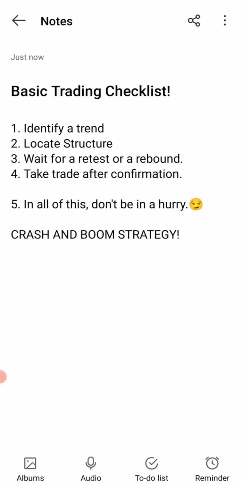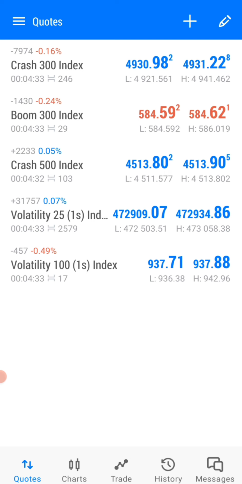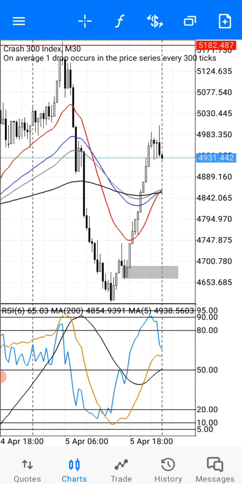But then let's get into the crash and boom strategy. Then maybe we'll try to see if we can apply some of these things I have listed above. Okay, so here we are, and this is my asset panel, my quote panel, and I want to pay attention to Crash 300. I just want to share something with you as far as Crash 300 is concerned. So I come to Crash 300. First and foremost, there is something I need to share with you.